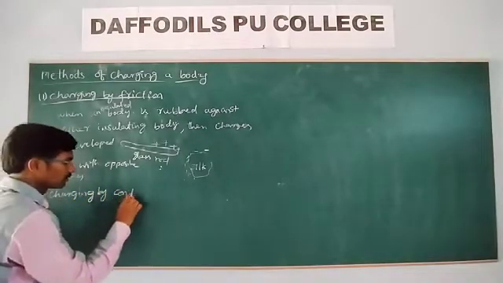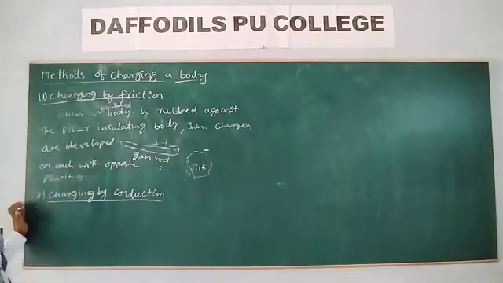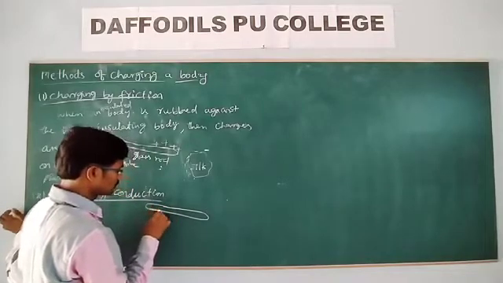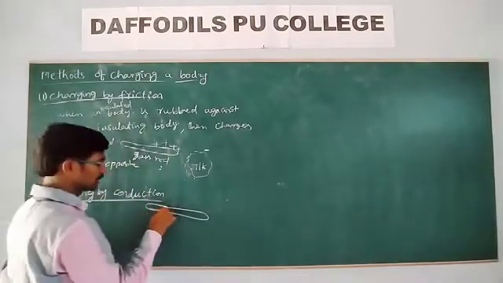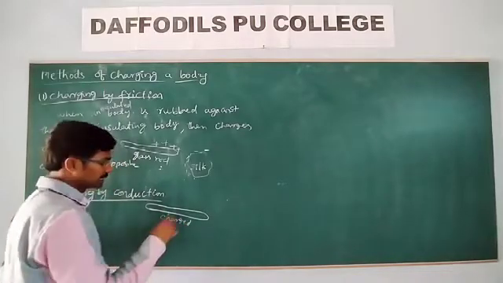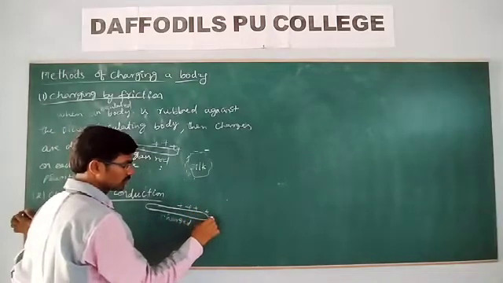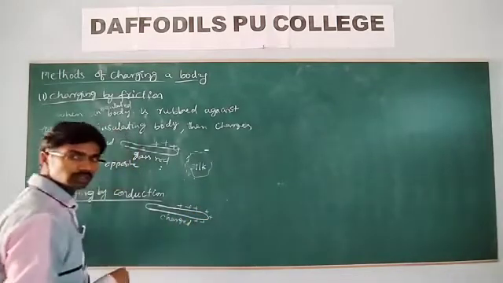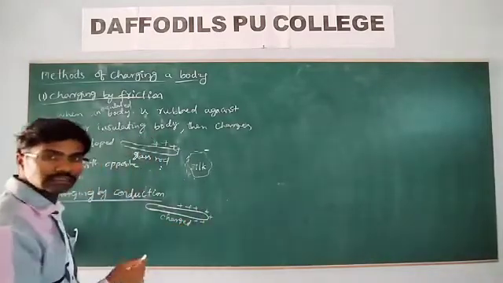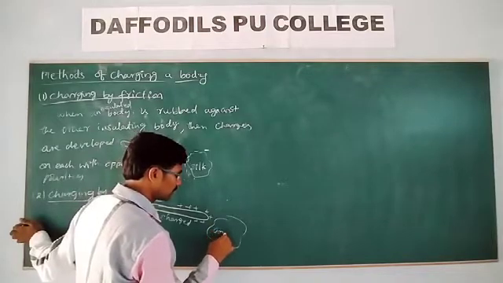Charging by conduction. You take a metallic body, or a charged body, which is a charged body. Let me take it as a positively charged body. Now, if this positively charged body is kept in contact with a conductor, so this is the conductor.